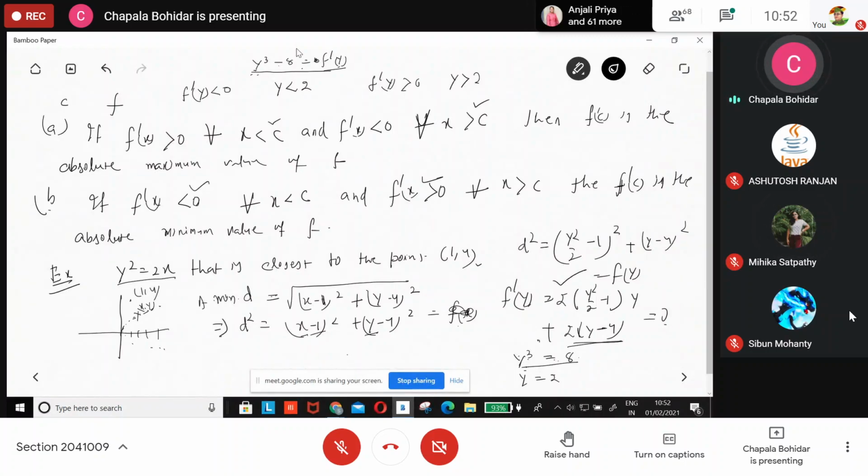I'm saying to you, when y is less than 2, what are you getting about f dash y? Is it greater than 0 or less than 0? Less than 2, you may choose y is equal to 1.9. It is less than 2 or not? Yes, ma'am. So it is 1.9 whole cube minus 8. Are you getting your value as negative or positive?